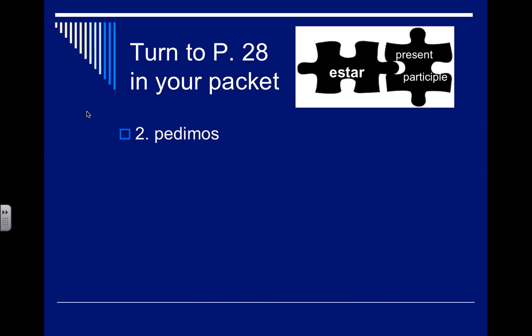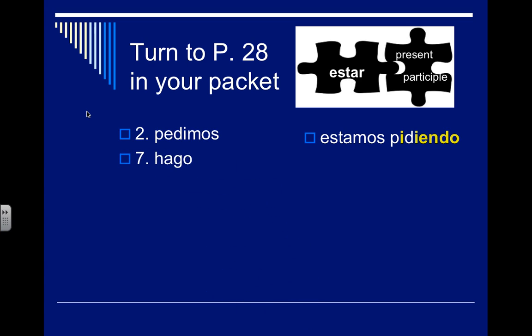So, if we look at number 2, the verb reads pedimos. Pedimos is conjugated in the first person plural. First person plural would be nosotros, so the form of estar should be estamos pidiendo. Pedir is an E to I verb, so you have to change that I. Your stem would be P-I-D.